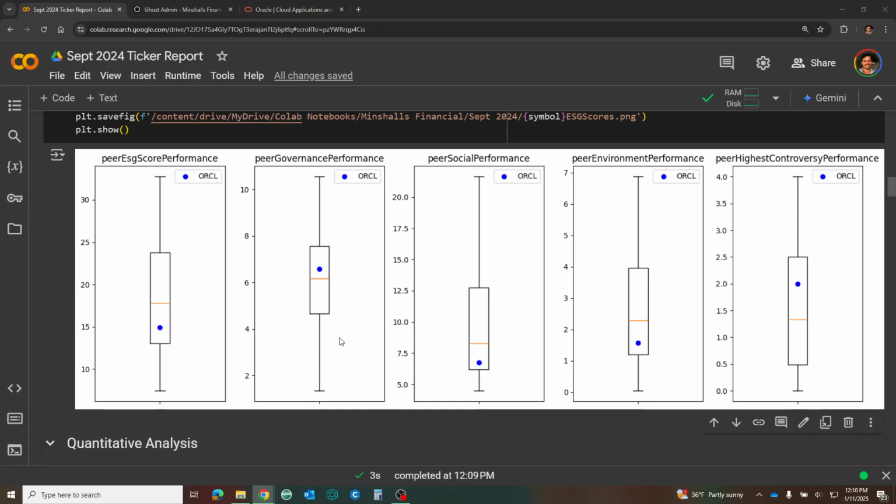But you can see, at least the idea is compared to the rest of the industry, Oracle is falling shorter than other members in its industry for its total performance. The governance performance is better than most other members in its industry. There's some pretty extreme outliers over here, though. Social performance, it falls pretty short on. Environmental performance, it falls short on. And it also has a pretty high controversy performance.